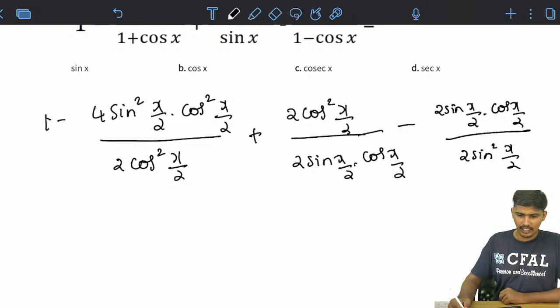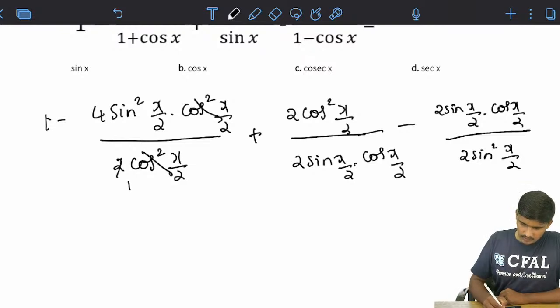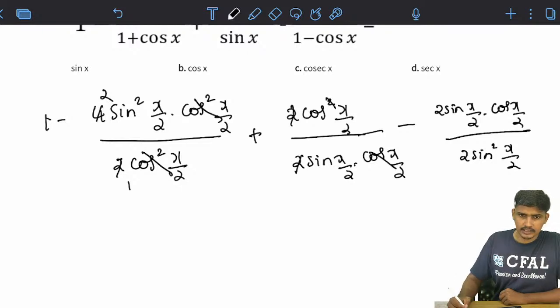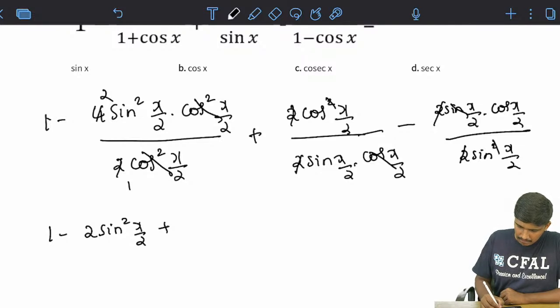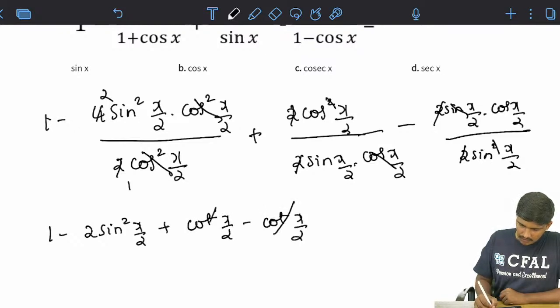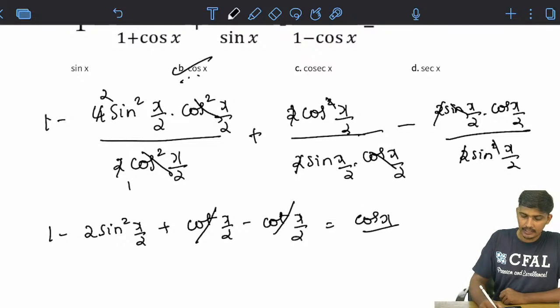Just solve this, you will get the answer. So this will get cancelled. Twos are twos, right? So cos x cancels, this gets cancelled. So this 2 will get cancelled. So we will be getting the answer to be equal to 1 minus 2 into sin square x by 2, plus cot x by 2 minus cot x by 2. So this gets cancelled. So this will be 1 minus 2 sin square x by 2, which is nothing but cos x. So option B is correct.